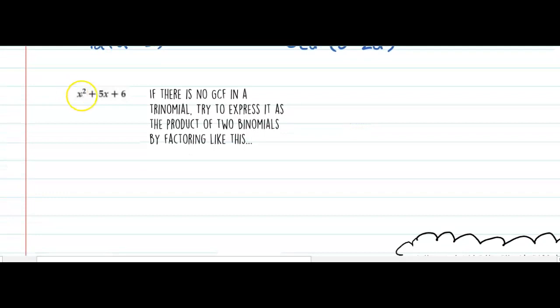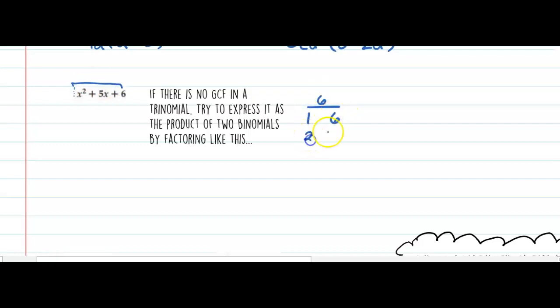Sometimes there's not going to be a greatest common factor. Notice between x squared, 5x, and 6, there's not a number that I can divide out. There's not a common factor. They don't all have a factor of x. When that happens, we're going to have to use a different method. We're going to take this leading coefficient, which in this case is 1, and multiply it by 6. And write it off to the side.